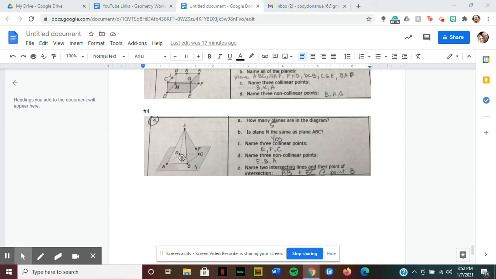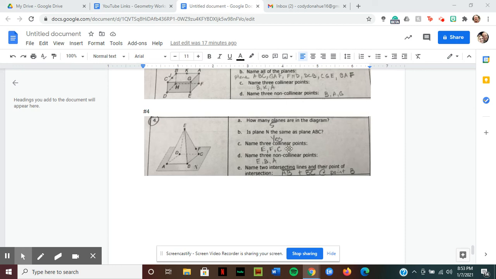Well, here's the thing. This bottom base is sitting inside this plane. So there's not going to be a plane sitting inside a plane. This just makes one big plane. So the bottom base of this pyramid and then plane N right here are all the same plane. So there's only 5 planes in this diagram. Okay, the second question is, is plane N the same as plane ABC? The plane N is being notated right there. So plane ABC, that's the bottom base. So the answer is yes, because plane ABC is sitting inside of plane N. That makes it all one plane.